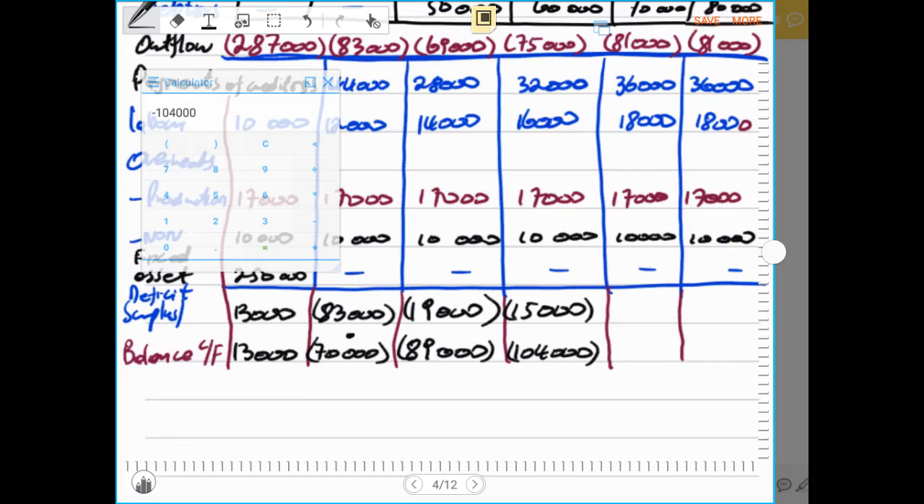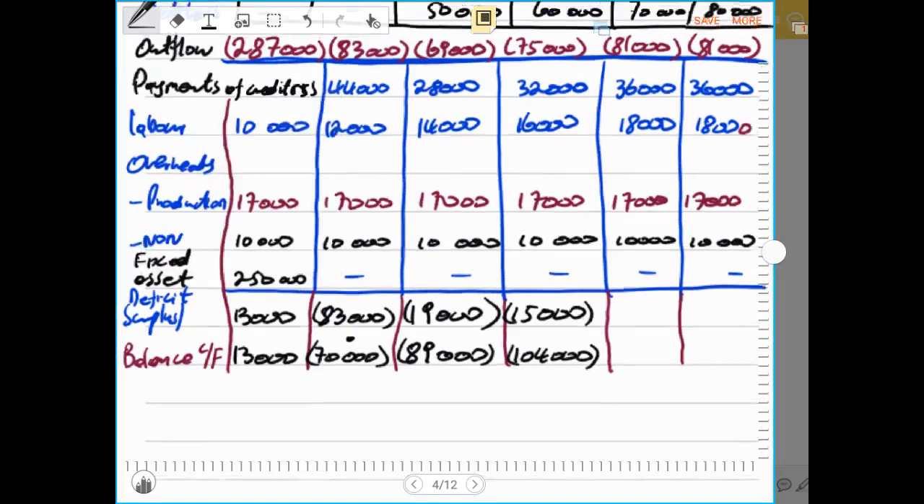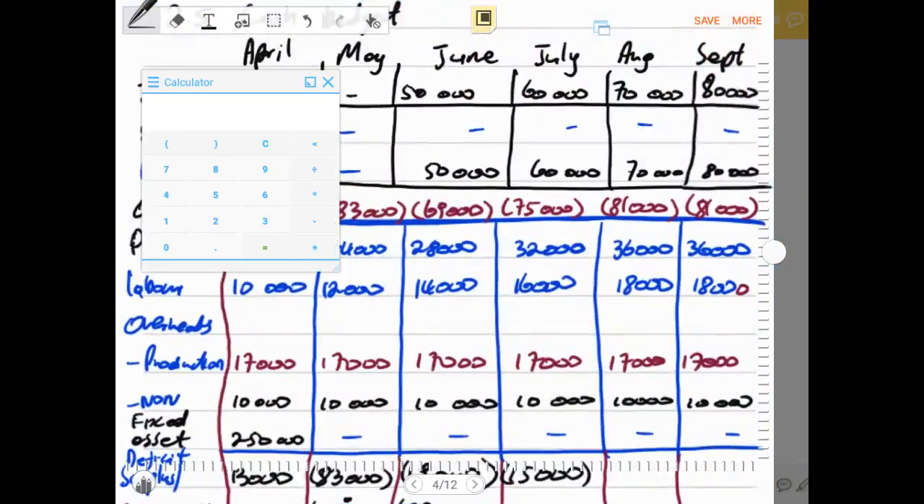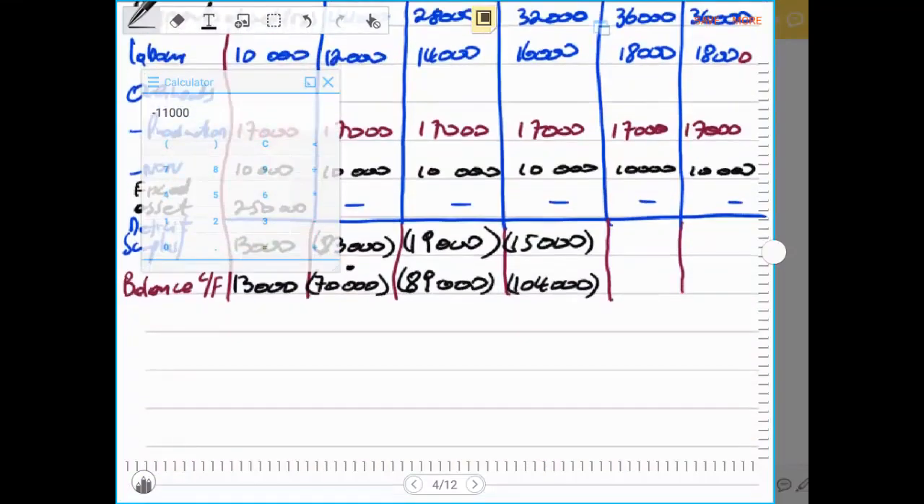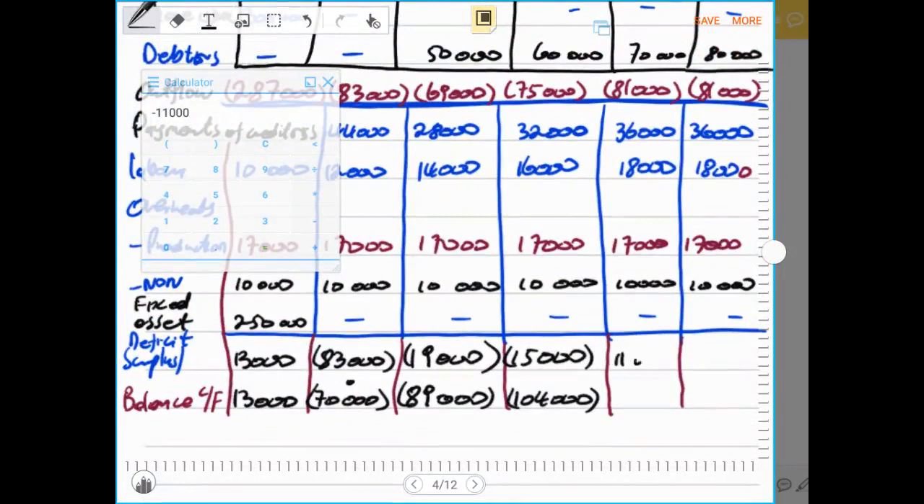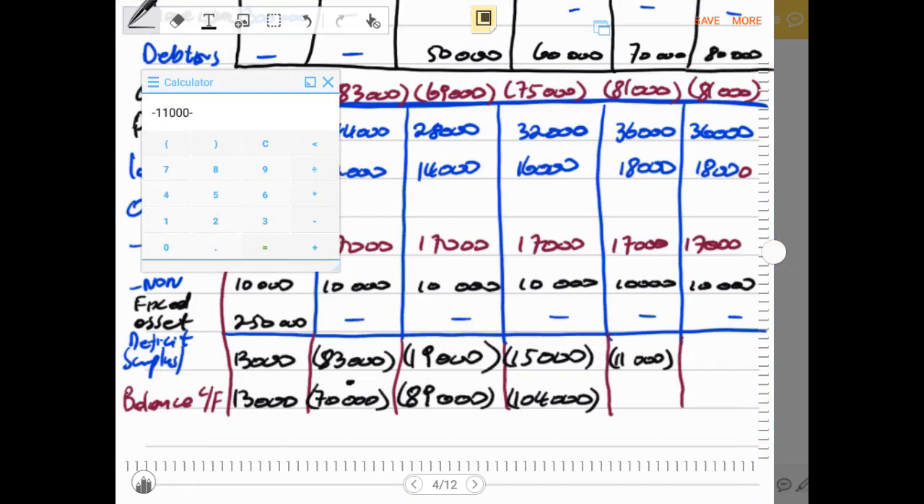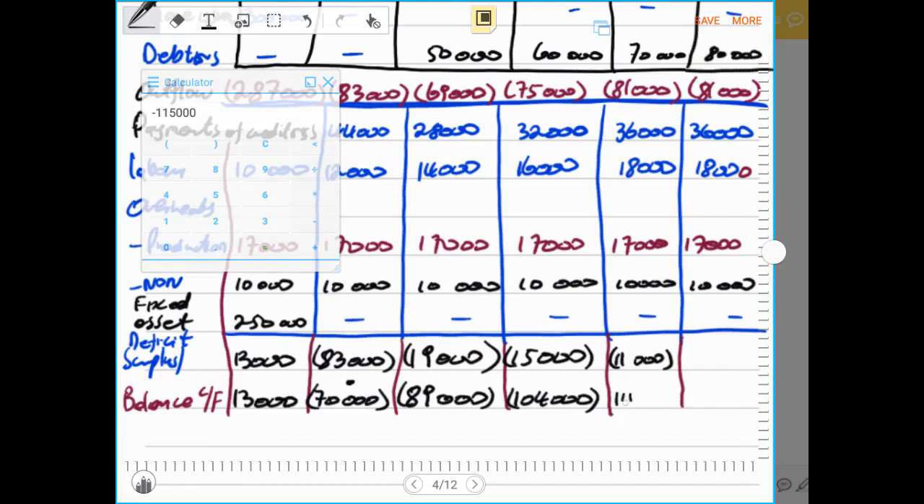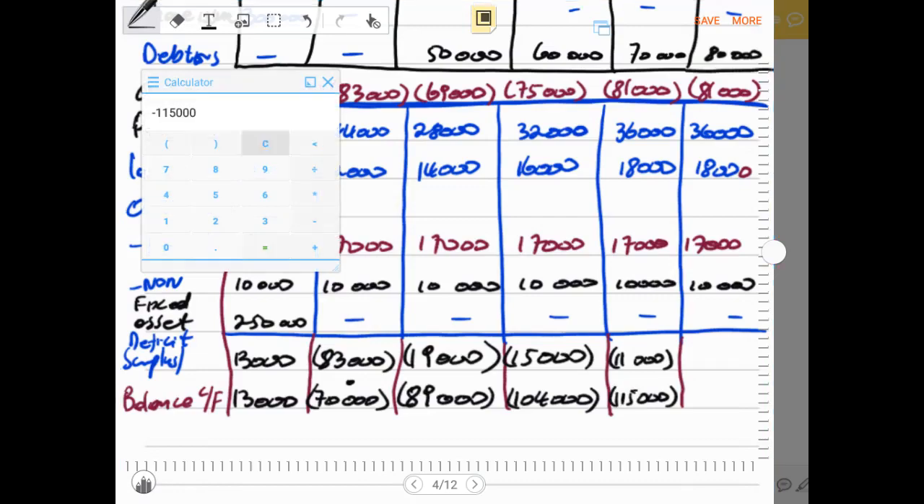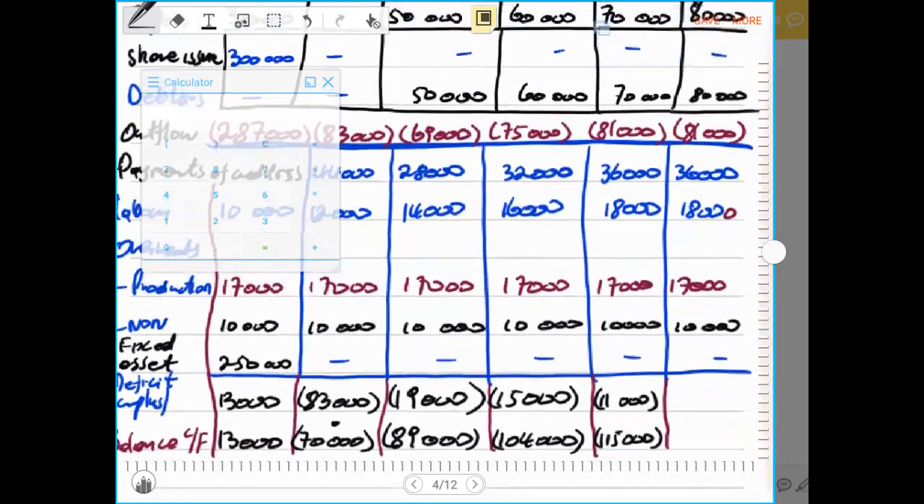Then now we go to the next month, which is the month of August. In the month of August, we say inflow of cash of 70,000 less the outflow of cash of 81,000, and this gives us 11,000 of a deficit, and we record that 11,000 as a deficit. Therefore, now we say 11,000 less 104,000. That means we are adding that to the 104,000 because it was a negative balance carried forward from the previous month.